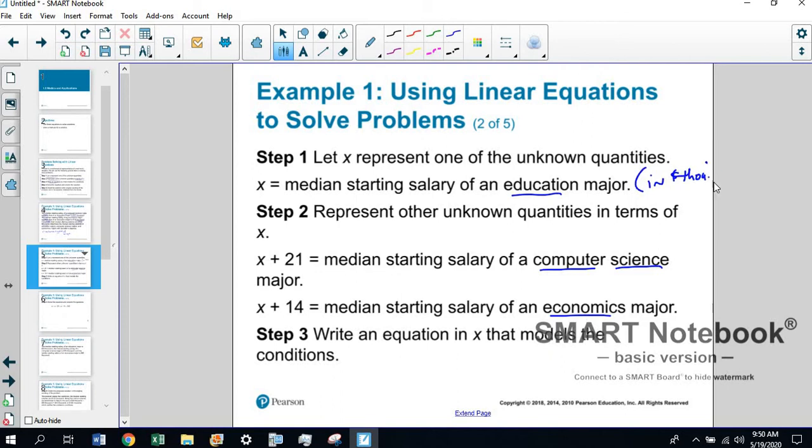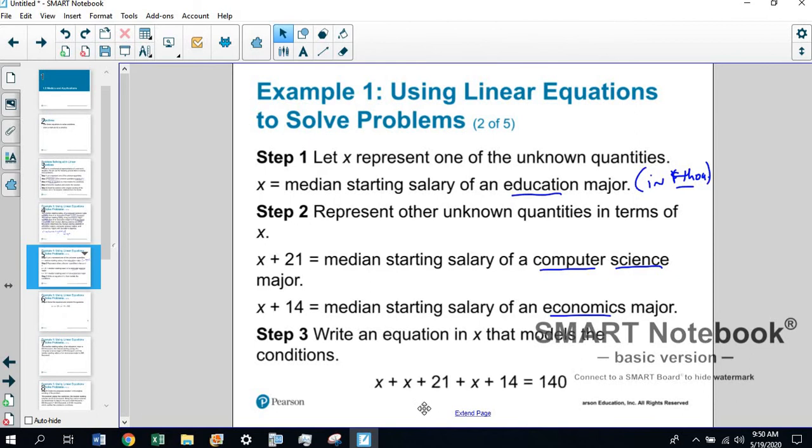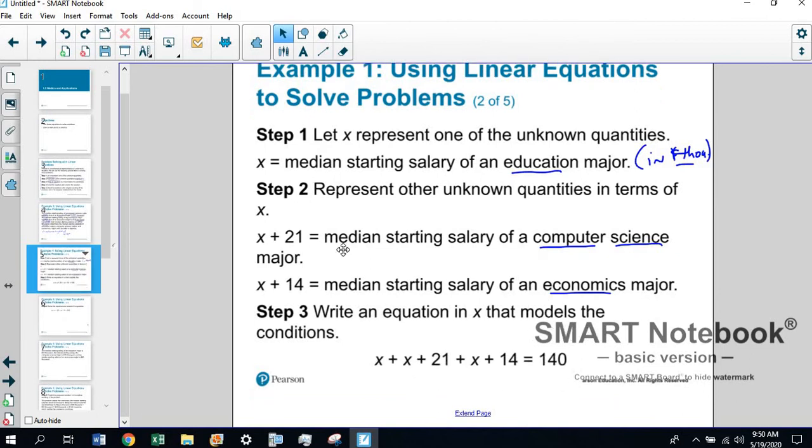Thousands, all right? Thousands of dollars. So what is the equation that would work for this? Just add them all up. X, right? The first one, X, plus X plus 21, plus X plus 14. There's the total. So here's your education median, here's your computer science median, here's your economics median salaries, and then there's the total amount that those add up to, okay?